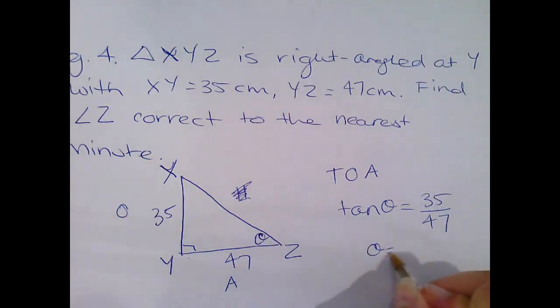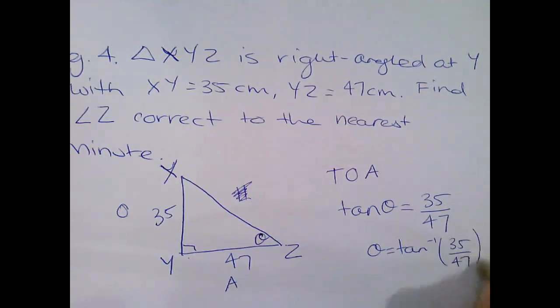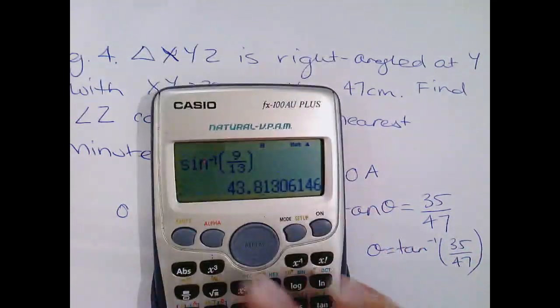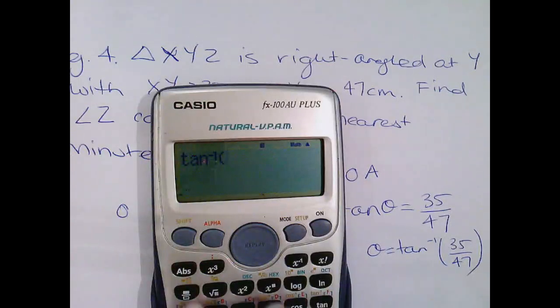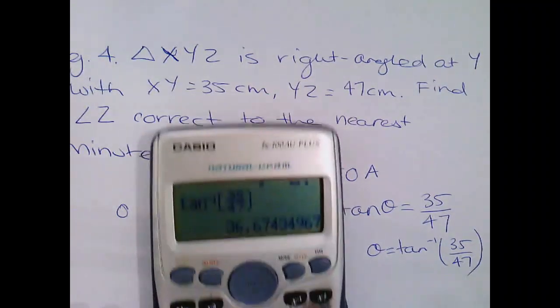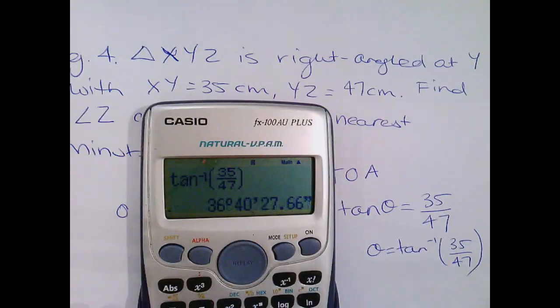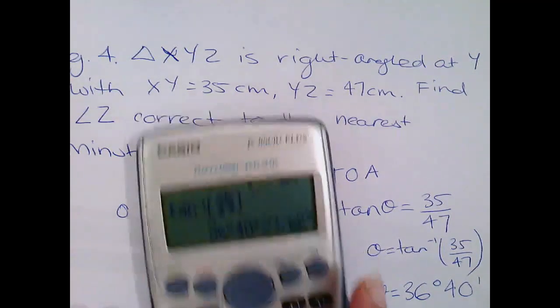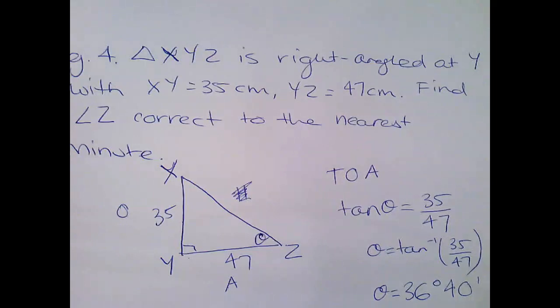And then doing inverse tan. Okay, so inverse tan, 35 over 47. And to the nearest minute this time, so we're going to press the bubble button. 36 degrees. Now this number here is less than 30, so we're going to keep that at 40 minutes. So 36 degrees and 40 minutes.